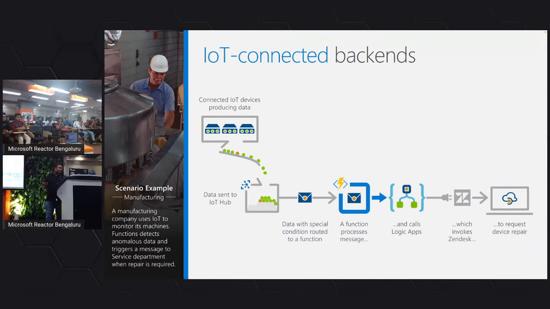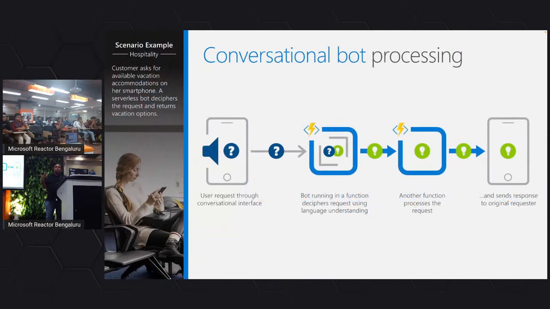So all of these things can be built through functions. You don't really need an infrastructure. You don't need to create a VM or something else that is always running and that you're paying for. And these things never happen, right? You never send out any of these things.